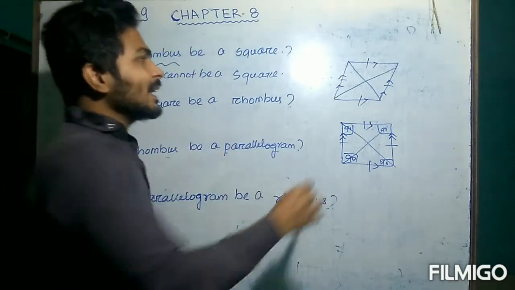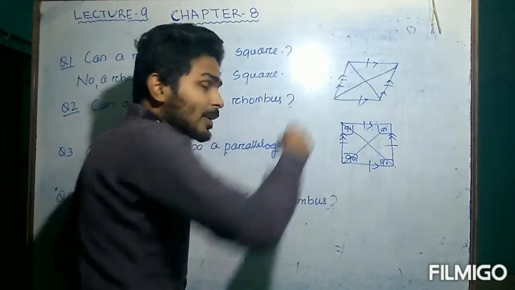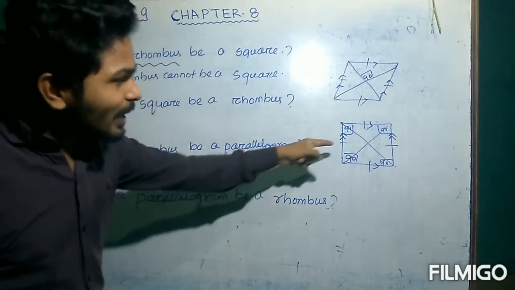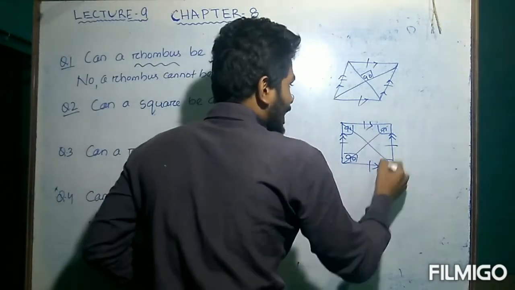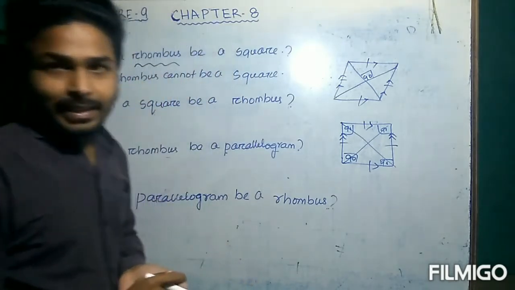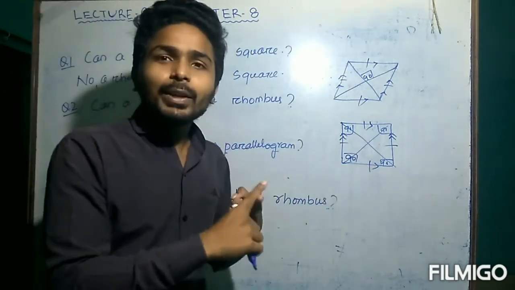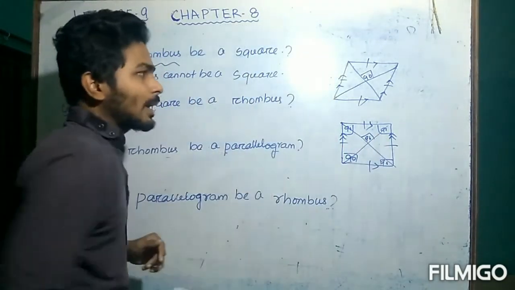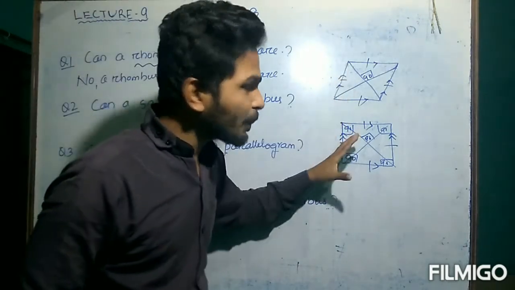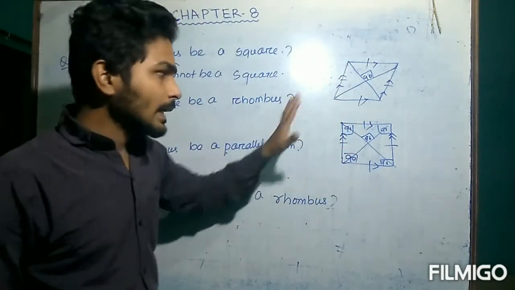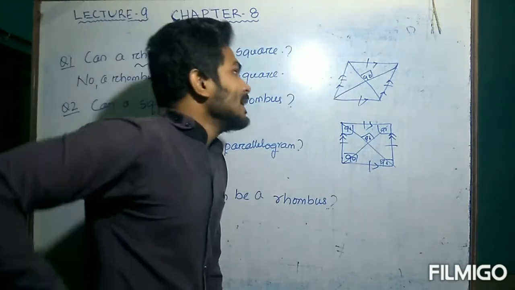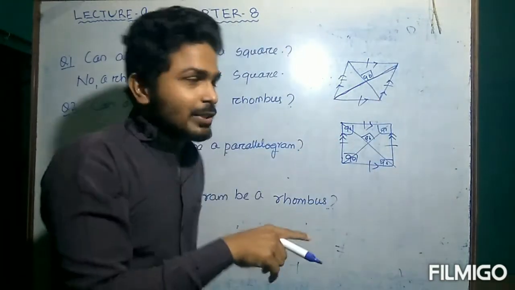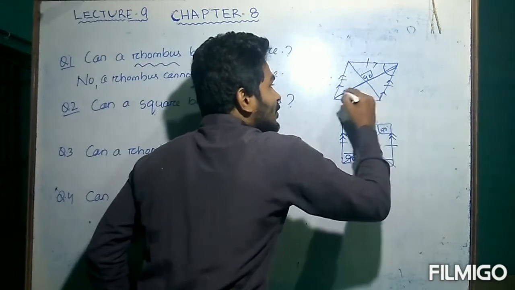Fifth property, the angle between 2 diagonals in case of a rhombus is how much? Is 90 degrees. Yes or no? Yes. Similarly, in case of a square also, the angle between 2 diagonals is 90 degrees. It means the 2 diagonals are perpendicular to each other. So this rule is satisfied also with a square. So the 4th and 5th properties are also satisfied by a square. Clear?